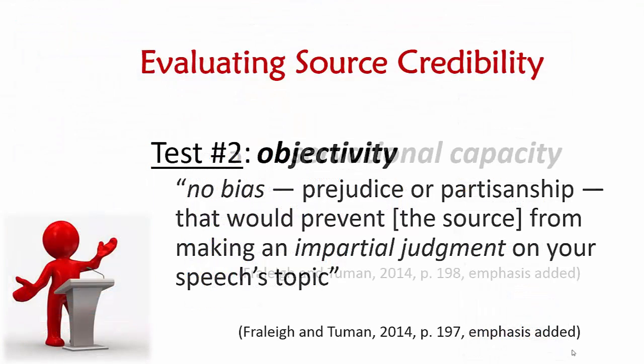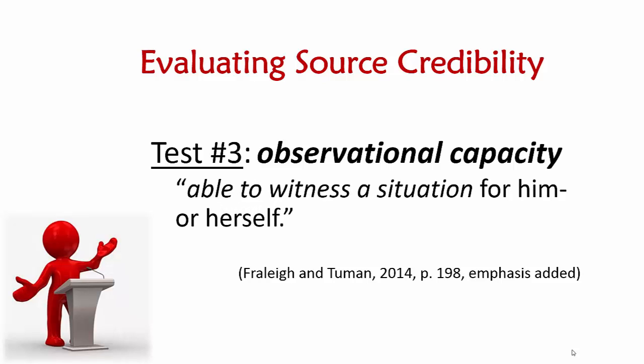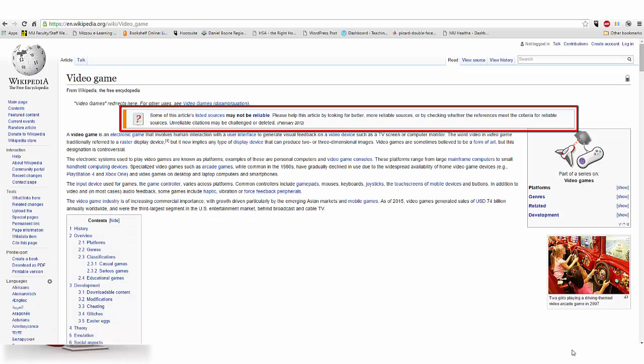The third test is observational capacity. Observational capacity involves the ability of the source to witness a situation for him or herself. Again, who is writing Wikipedia? How do you know whether or not the person who updated this entry actually is in a position to look at this stuff themselves through study or research or what have you?